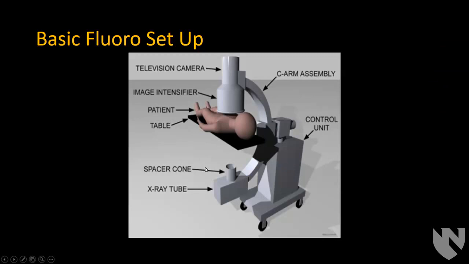So basic fluoro setup, you're going to have an X-ray tube emitting your X-rays, and then on the other end you're going to have an image intensifier, which receives the X-rays and turns them into a readable light signal that a camera can pick up and send to a monitor that you're looking at. And then between those two things, you put the patient, usually with a table, although with C-arms, you don't have to do that.